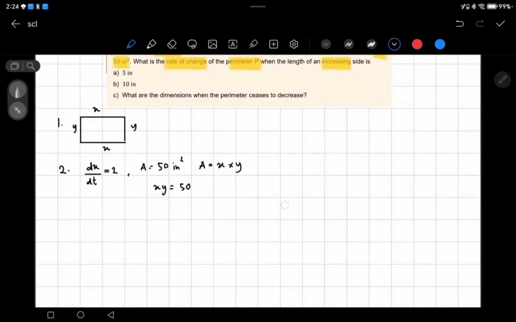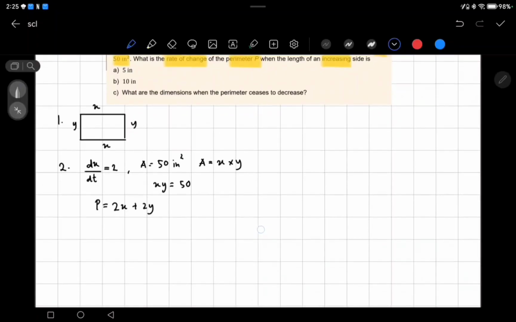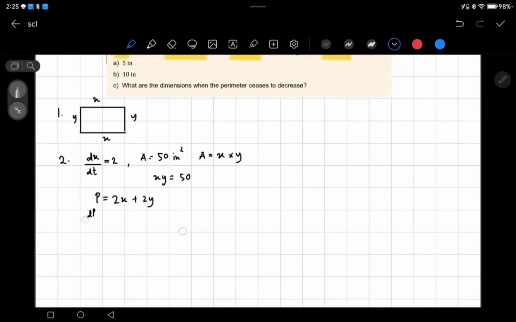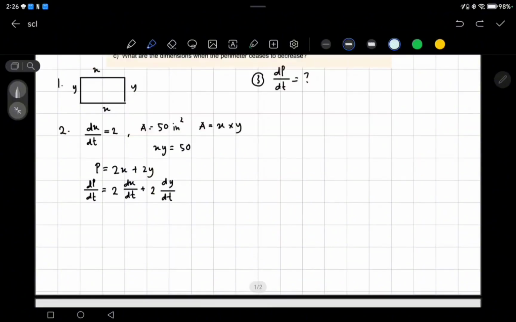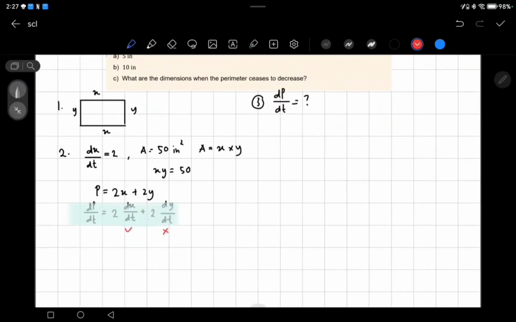Next, the information that we can get from the question is the perimeter is equal to 2x plus 2y. Since this question asks for rate of change, everything will be divided by dt. Now the third step, the question asks for the rate of change of the perimeter, so dp over dt. So the formula that we need to use is this formula. We already have dx over dt and we don't have dy over dt. So how to find it? We have to use the product rule.